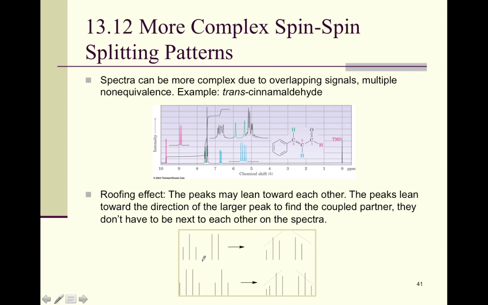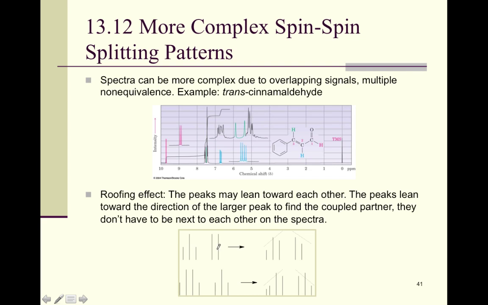The riffing effect: peaks may lean towards each other, and this will tell us that they're coupled with each other, that they're next door to each other. The peaks can lean towards the direction of the larger peak to find a coupled partner. They don't have to be next to each other on the spectrum. The riffing effect is very useful to tell us what protons are next to other protons.